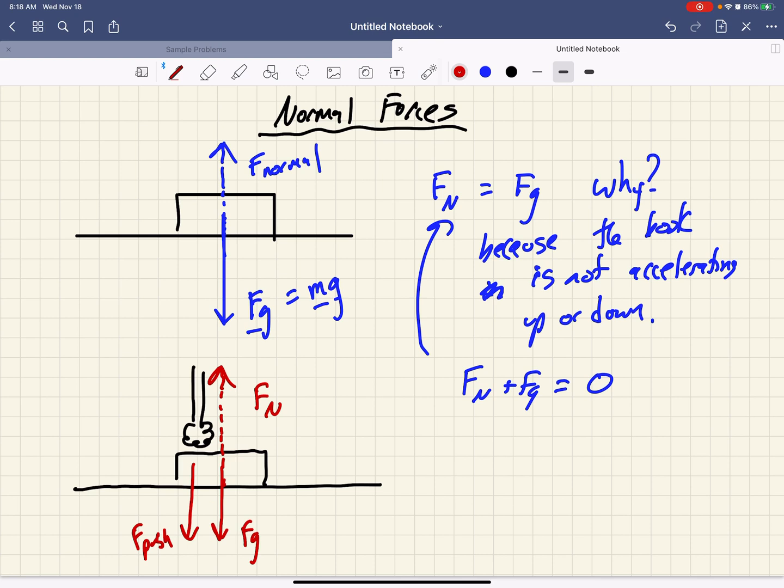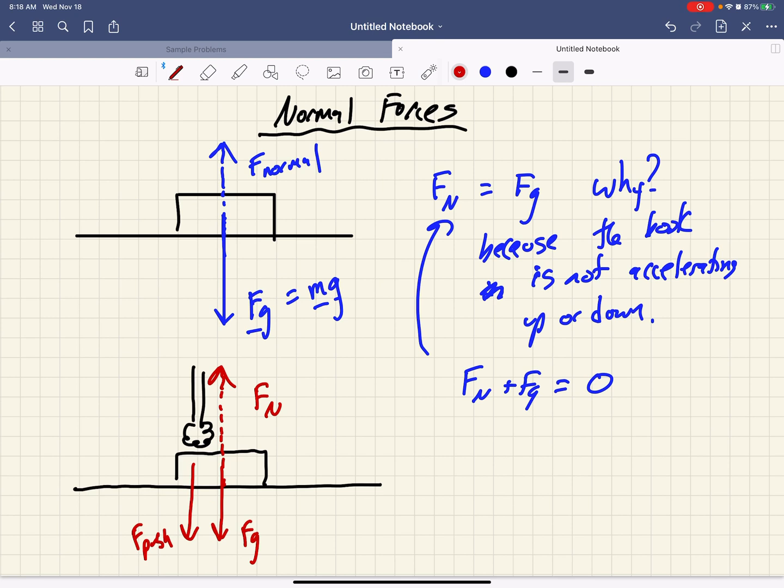You know that the table pushes up on you because, let's just imagine that you're pushing the book down super hard. It's totally possible that you could break your arm doing that, and the only way you could possibly break your arm is if the table was pushing up on you and pushing up on your arm. That's what would cause it to break.